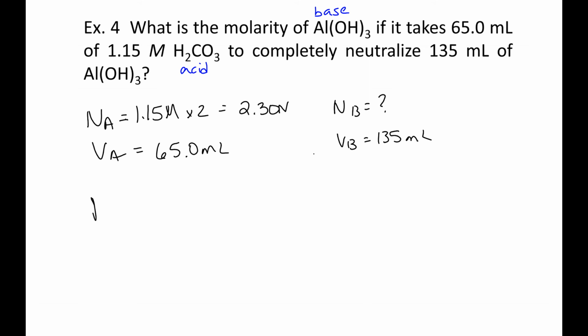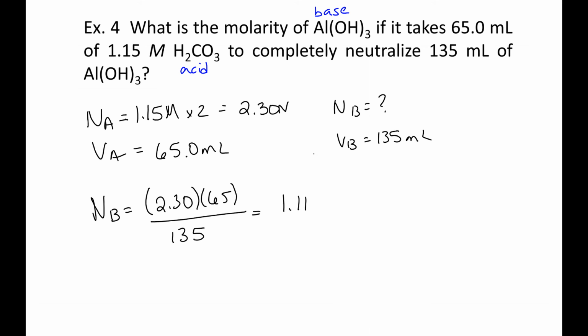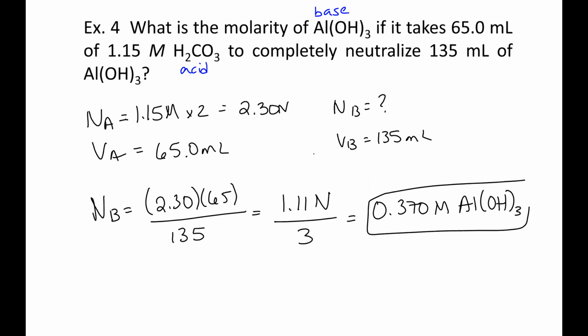So NB is 2.30 times 65, all divided by 135, which is 1.11 normal. Now, we want molarity, and there are 3 OHs in AlOH3, so we're going to divide it by 3. So now it's 0.370 molar aluminum hydroxide.